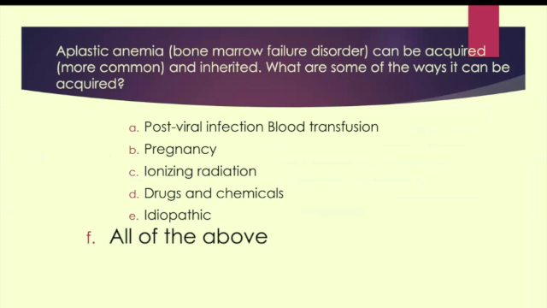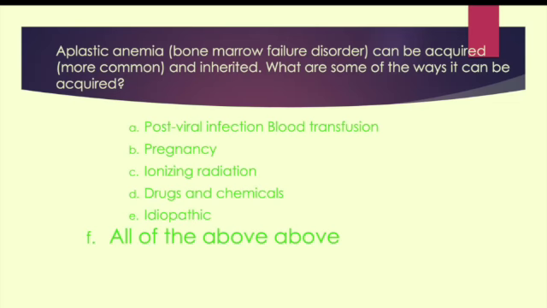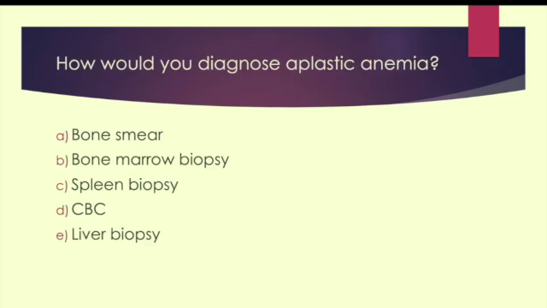Aplastic anemia, a bone marrow failure disorder, can be acquired, more common, and inherited. What are some of the ways it can be acquired? So all of the above, as you can see here. So we have post-viral infection, blood transfusion, pregnancy, ionizing radiation, drugs and chemicals, and it could be idiopathic.